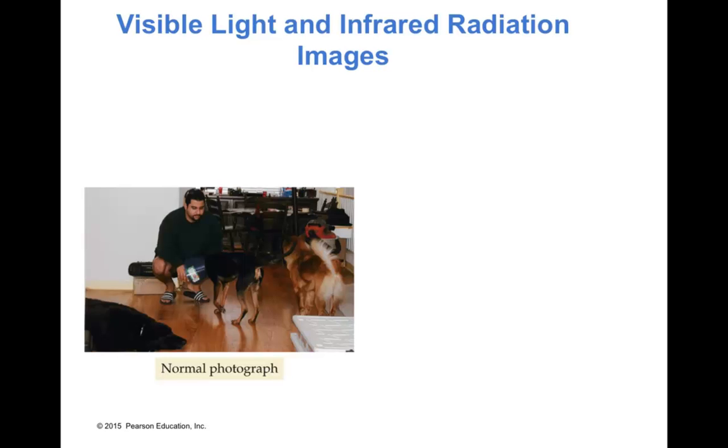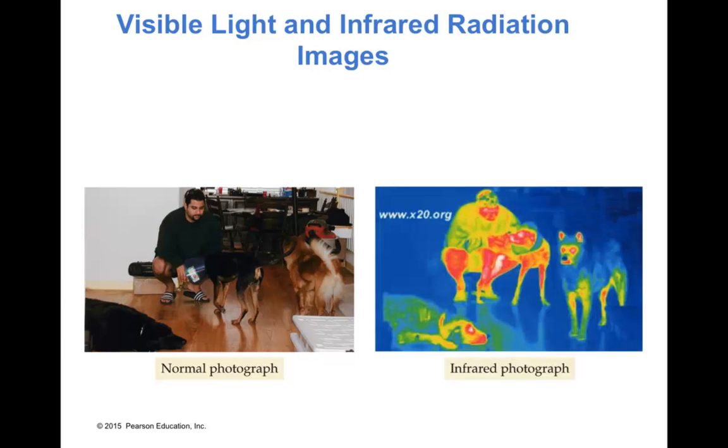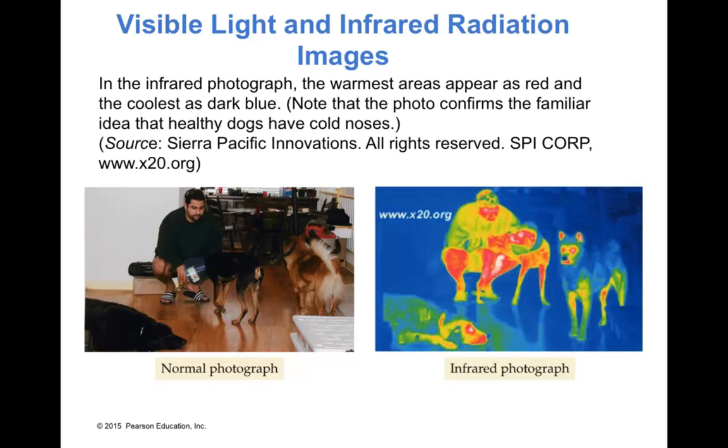Here we can see a normal picture of a guy with his dogs. And here we can see the infrared photograph. The warmest areas appear as red and the coolest as dark blue. Have you ever heard that healthy dogs have cold noses? Here you have the evidence. As you can see, the noses are in blue, so that means that they are cooler than the red of the body.